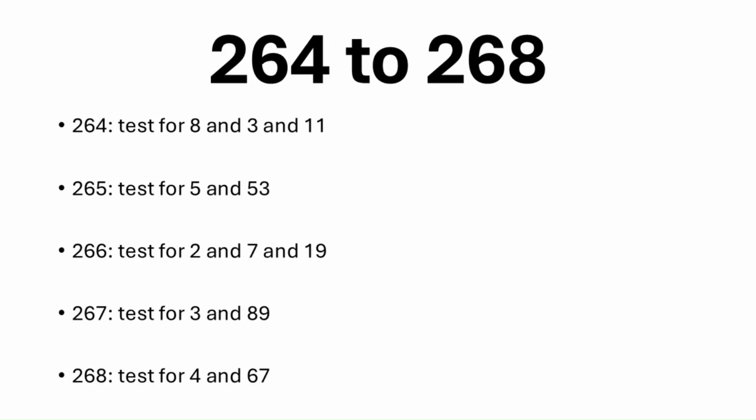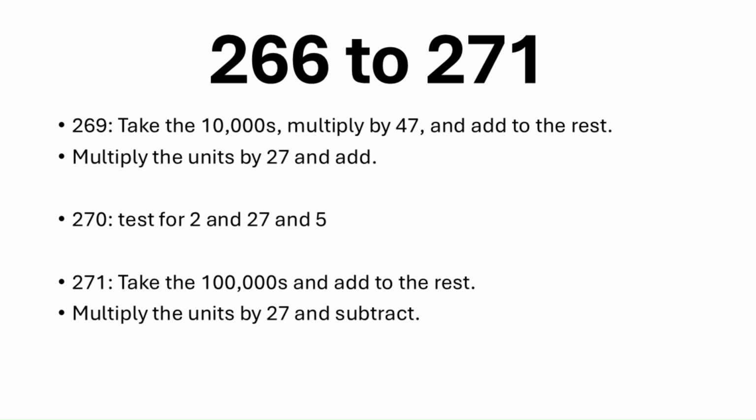264, test for 8 and 3 and 11. 265, test for 5 and 53. 266, test for 2 and 7 and 19. 267, test for 3 and 89. 268, test for 4 and 67. 269, take the 10,000s, multiply by 47, and add to the rest. Multiply the units by 27 and add.